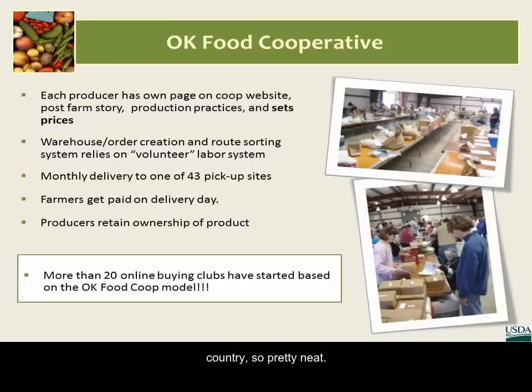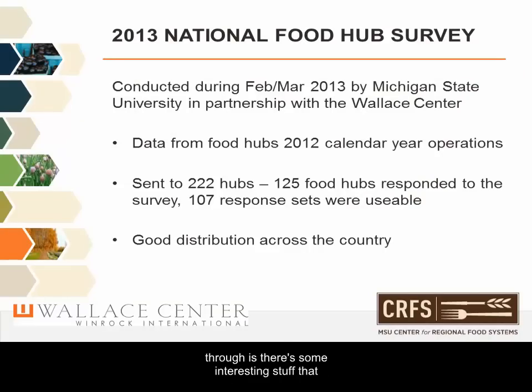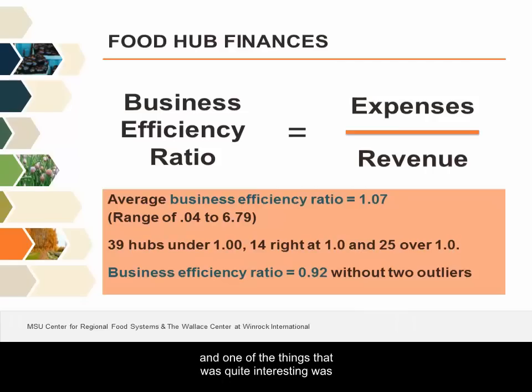So pretty neat. The next thing I just want to really quickly go through is some interesting stuff that came out of the National Food Hub Survey from 2013 that the Wallace Center and the Michigan State University Center for Regional Food Systems did. One of the things that was quite interesting was looking at the financial health of food hubs. One way to classify that is with the business efficiency ratio, which is simply expenses over revenue. Are you bringing in more revenue than your overall costs and expenses?